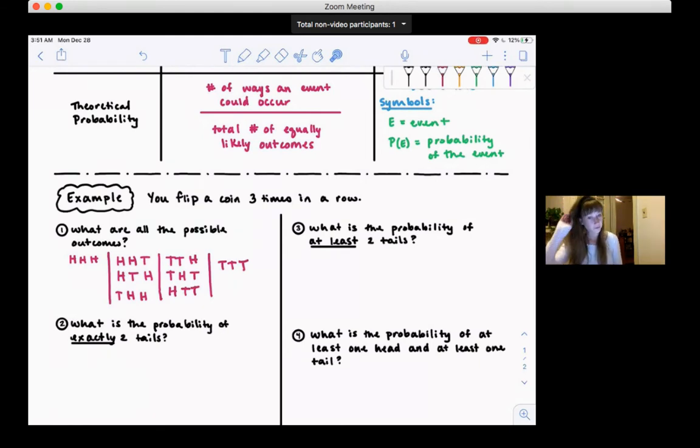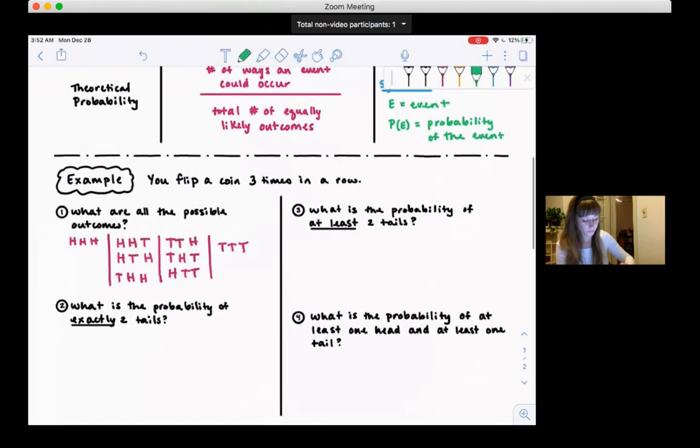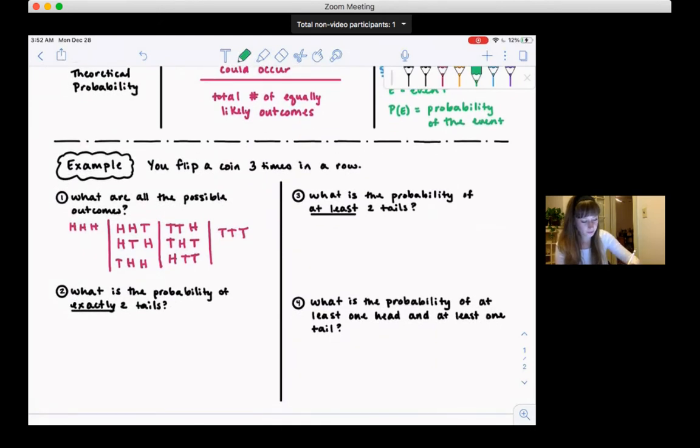Okay, now we're going to find a probability. What is the probability of exactly 2 tails? So this is an event now. Exactly 2 tails can happen more than one way. So let's list all the ways that event could happen. Exactly 2 tails is this set of outcomes: tails, tails, heads; tails, heads, tails; or heads, tails, tails. So 3 ways.